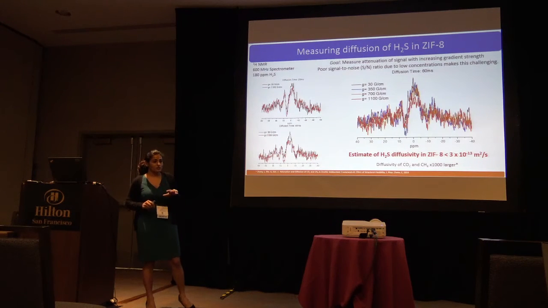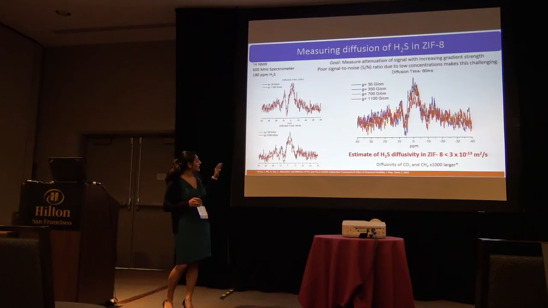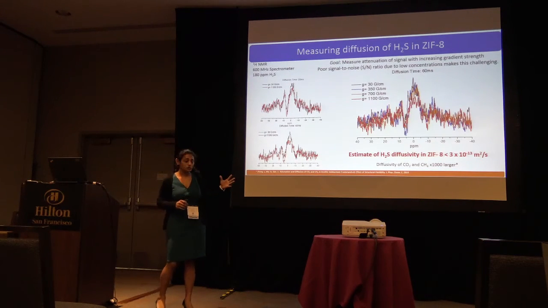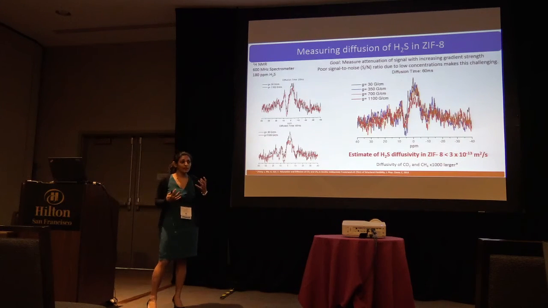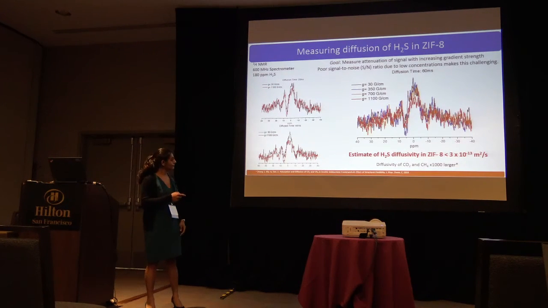And this is slow. Just to give you a context of how slow it is, simulation work shows the diffusivity of carbon dioxide and methane, also relevant industrial gases, is 1,000 times larger. So now we can use this property exploited for separation purposes.